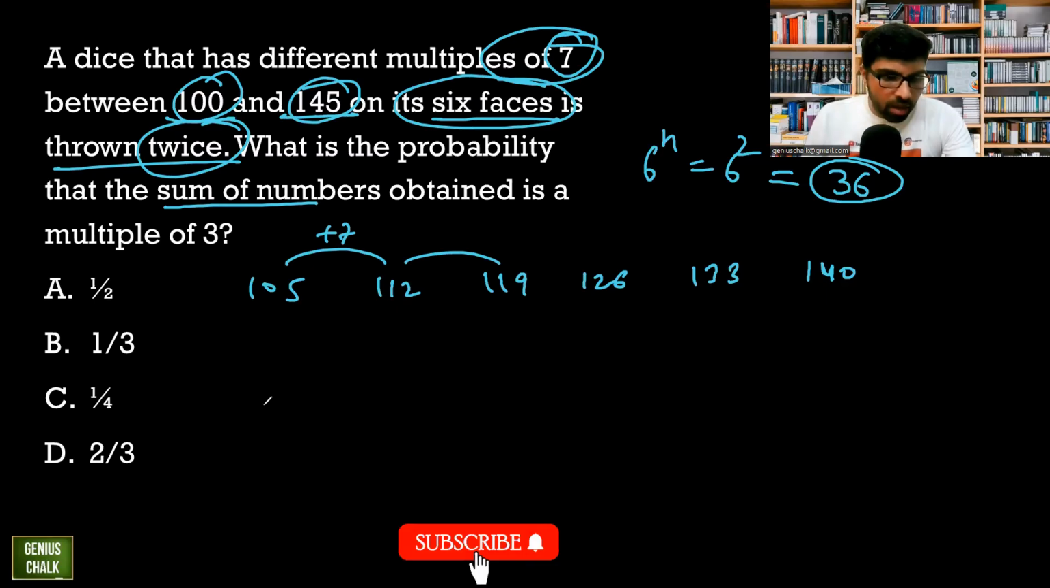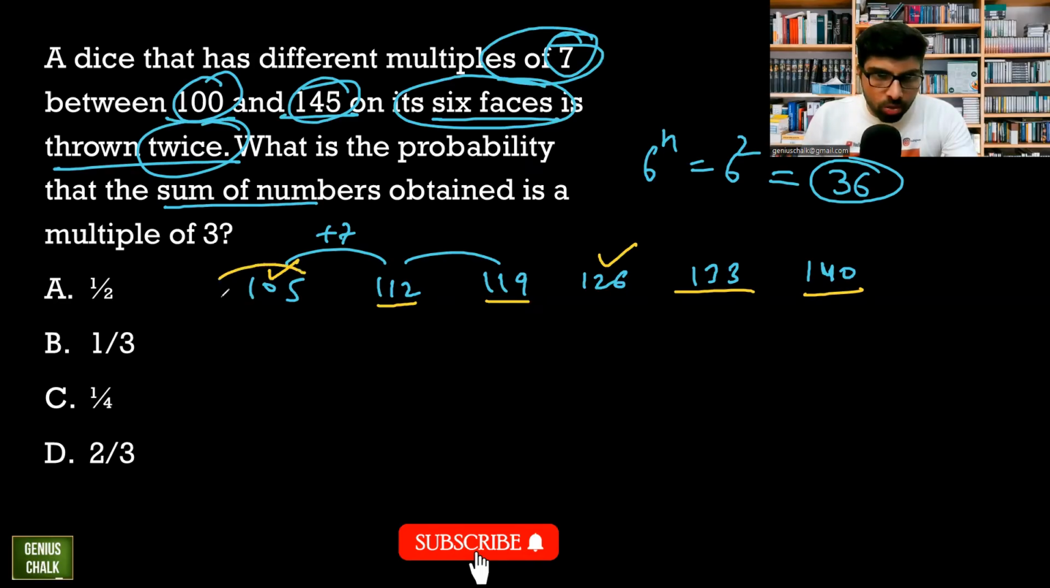Now, if you divide these numbers by 3, 105 will cancel and 126 will cancel. The rest will not be cancelled, because the sum of digits is not a multiple of 3, right? Like here the sum is 4, it is not cancelled by 3. Here the sum is 11, not cancelled. Here the sum is 7, not cancelled. Sum is 5, also not cancelled.